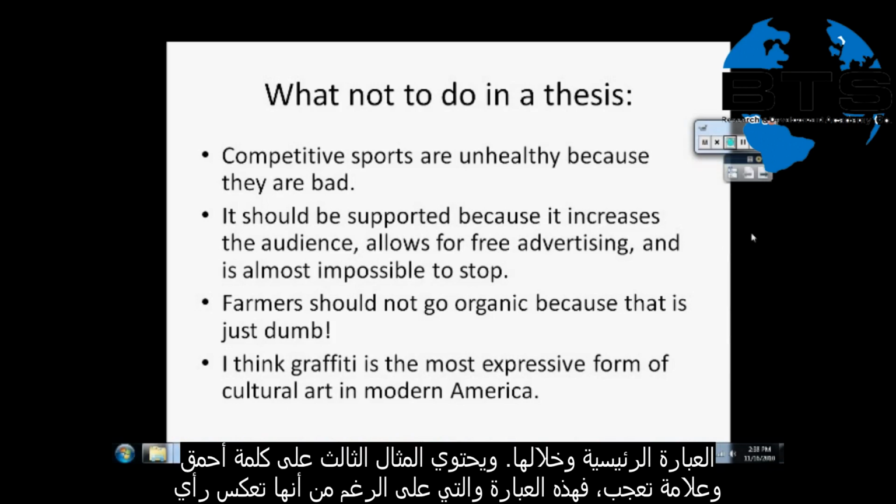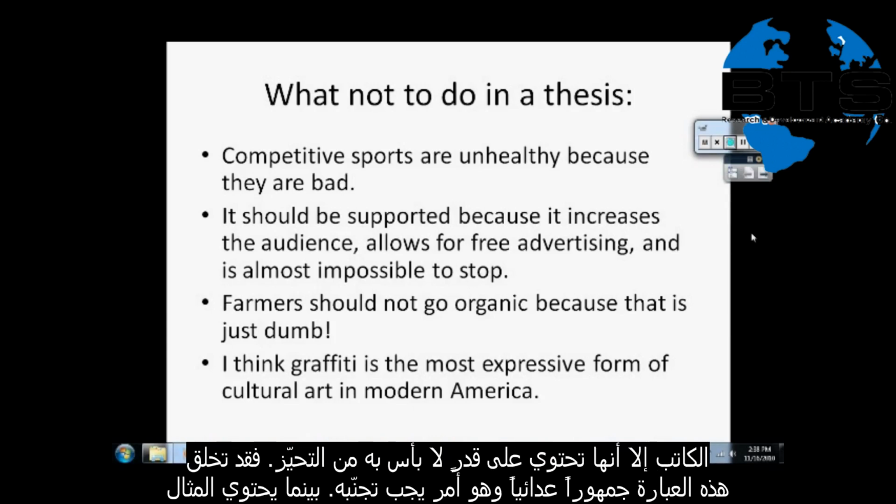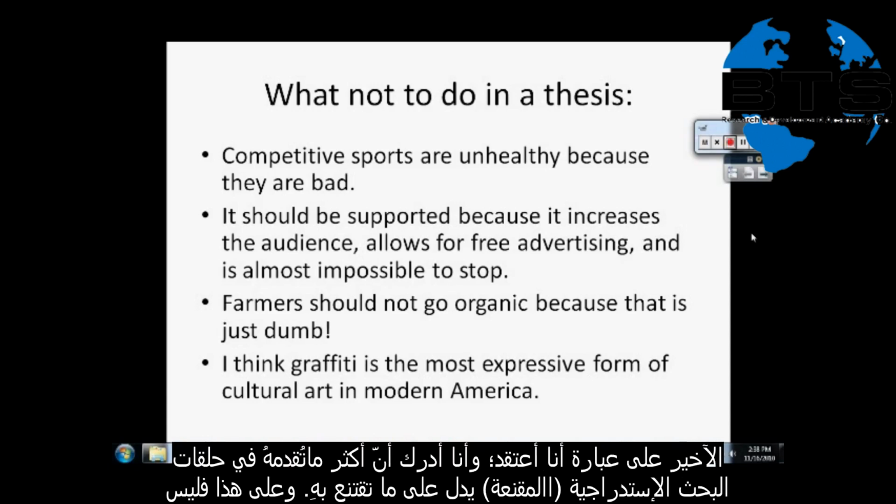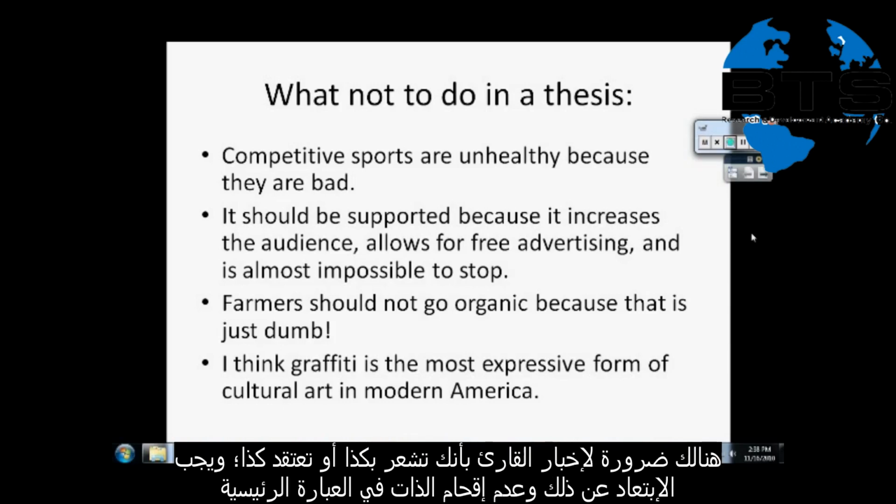The third example uses the word "dumb" and an exclamation point. This thesis, although it might reveal the author's opinion, really also reveals bias and would create a hostile audience. That's something we want to avoid. The last example uses the phrase, "I think." In a persuasive research paper, I know most of what's presented is what you think. It's not necessary to tell the audience that you think, you feel, or you believe. Leave that part out. You don't need self-reference in a thesis statement.